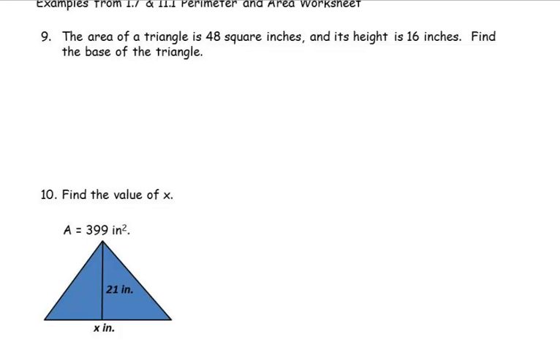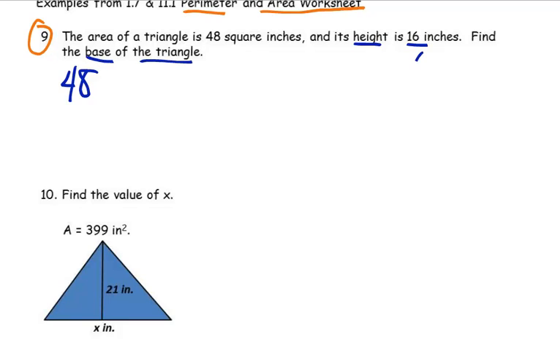Here's some problems from your 1.7.11.1 perimeter and area worksheet. This is from your worksheet. This is number 9. And I'm going to go back to another color. I like blue. The area of a triangle is 48 square inches. So here's my area. It's 48 square inches. Its height is 16 inches, and we want to find the base.